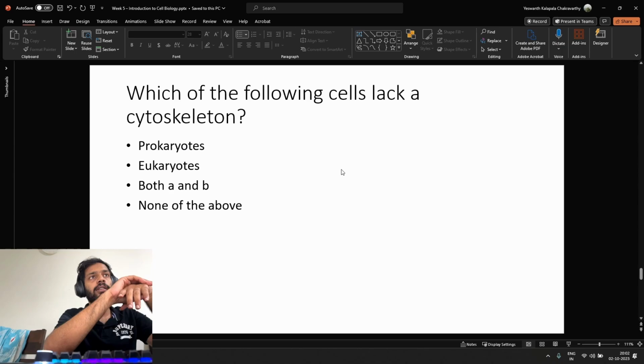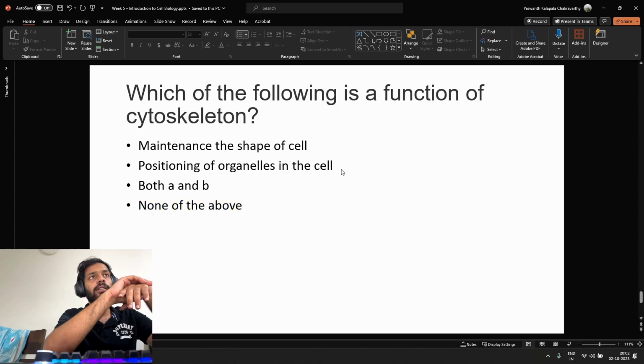Okay, which of the following cells lack a cytoskeleton? Prokaryotes, eukaryotes, both A and B, none of the above. Do eukaryotes have a cytoskeleton and do prokaryotes have a cytoskeleton? None of the above. Yeah, essentially both of them have a cytoskeleton, so none of the above.